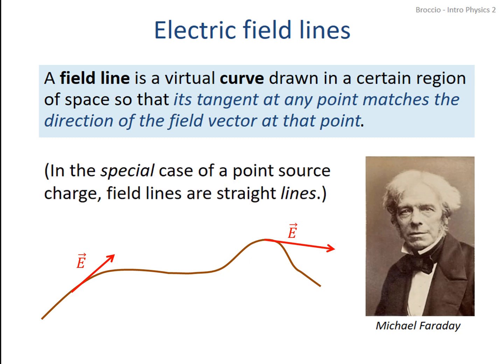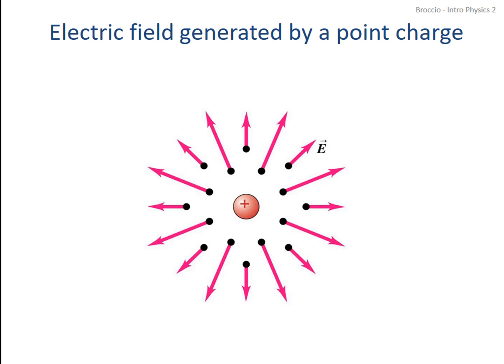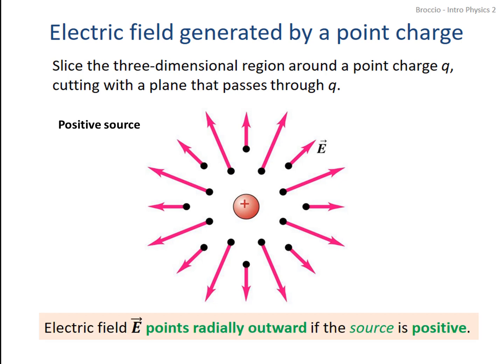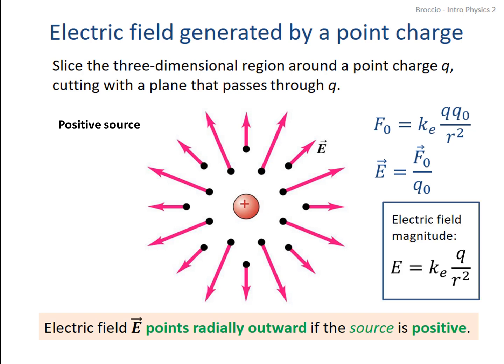In a moment, you'll see that there is only one special case in which the field lines are straight lines. Here are the electric field lines for a point charge, which here is the sole source of field. Of course, the electric field occupies the whole three-dimensional space around the source, but this is just a slice using a plane that goes through the location of the source. For a positive source, the electric field lines point radially outward from the source. In fact, a test charge of positive sign would be repelled if placed anywhere around the source. Using Coulomb's law and the definition of electric field, we can easily derive the expression of the electric field magnitude generated by this point charge.